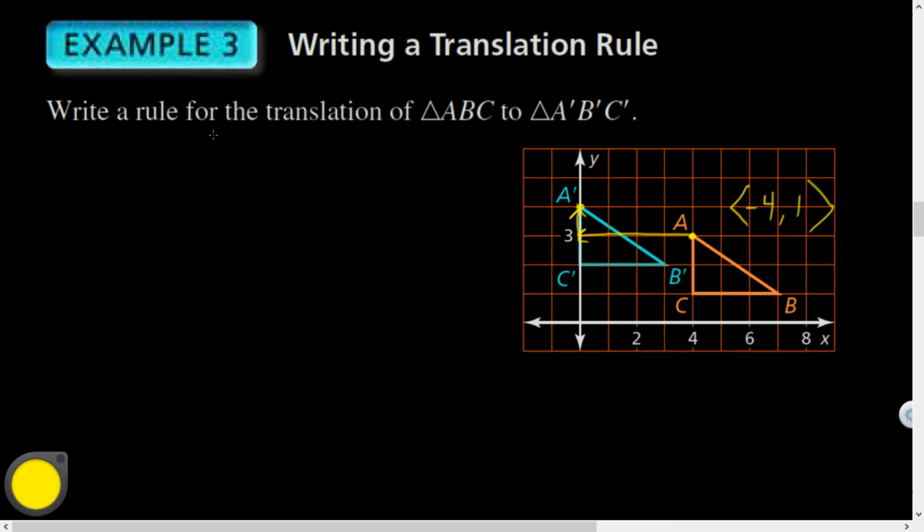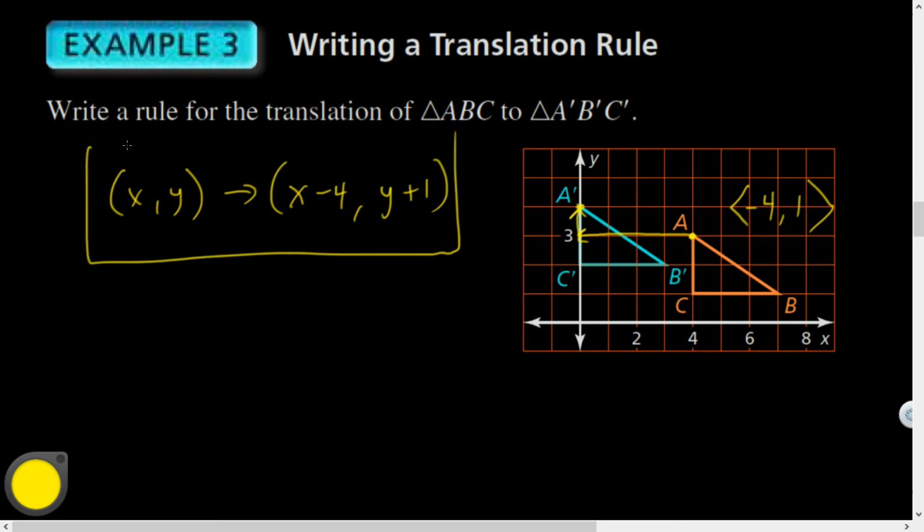But they're asking for a rule for the translation. This is the rule. For any point x comma y, that then became a new point, which was x minus 4 comma y plus 1. So if I asked regarding the rule for translation, that's what I'm referring to. And every point got moved exactly the same amount in exactly the same direction. That's not that bad.